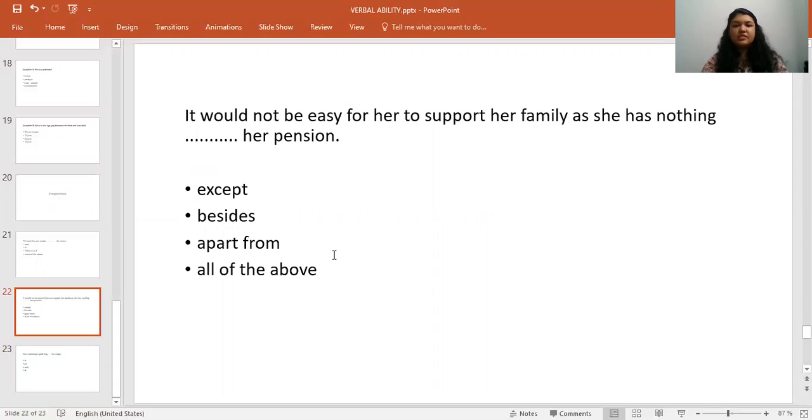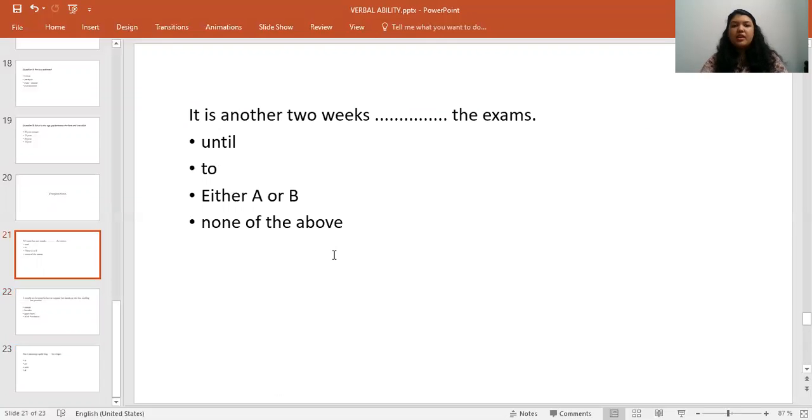Similarly, when the sentence itself is negative, with not or nothing, we will be using except or apart from. And since we are counting time, we will be using the preposition until or to. This is how we will be able to identify the prepositions. Going through prepositions, articles and idiomatic expressions will be very useful to crack any entrance exam or competitive exam.